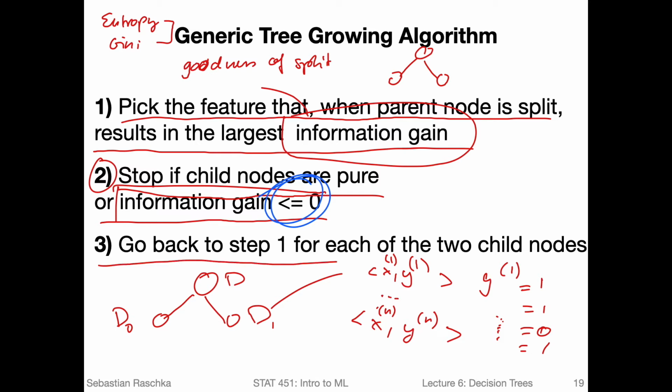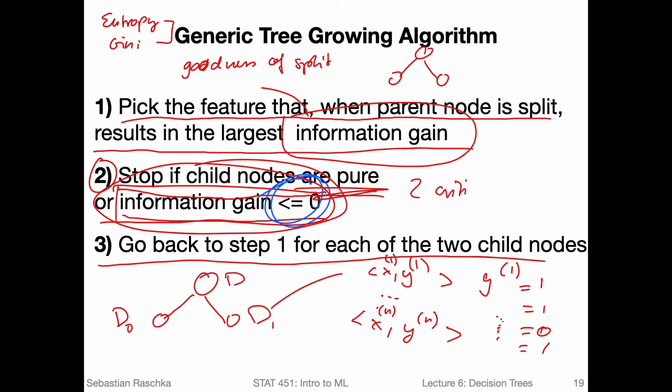And the third step then would be to go back to step 1 for each of the 2 child nodes, but again, for the given node we stop if the node is either pure, so if all of them have the same label, or if they are not pure, but we don't make any information gain progress here. That would be another stopping criterion. So there are 2 criteria here. They are a little bit related, because if the nodes are already pure, we also have a 0 information gain.